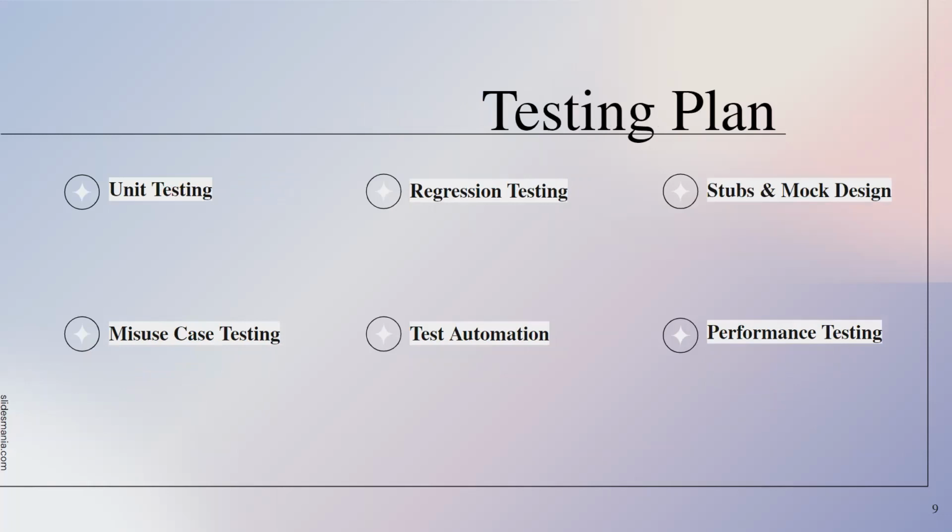Next is our testing plan. The test plan is a roadmap for testing work that needs to be completed during the project lifecycle to ensure a successful implementation. As well, a well-developed test plan gets the company to think about the requirements to prepare for what is needed from a resource perspective and to list the risks involved. Some points made in this plan were unit testing, regression testing, stubs and mock design, misuse case testing, test automation, and performance testing.